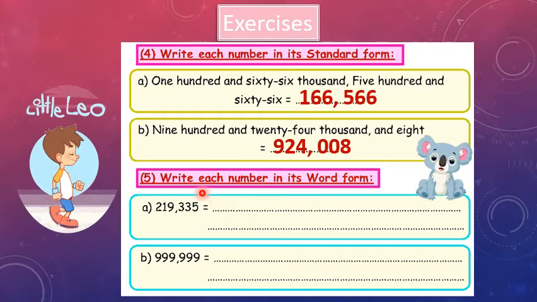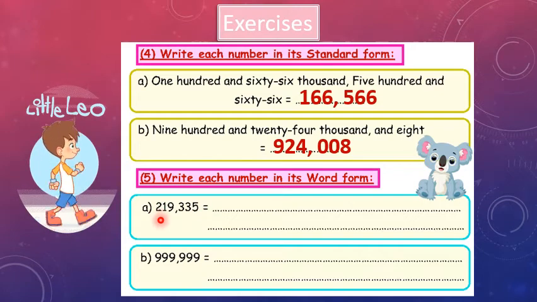Okay, write each number in its word form. Here we have ones, tens, hundreds, with a comma of thousands. Then read the number to the left of this comma. It will be 219,335. And as you read this number, you write it.